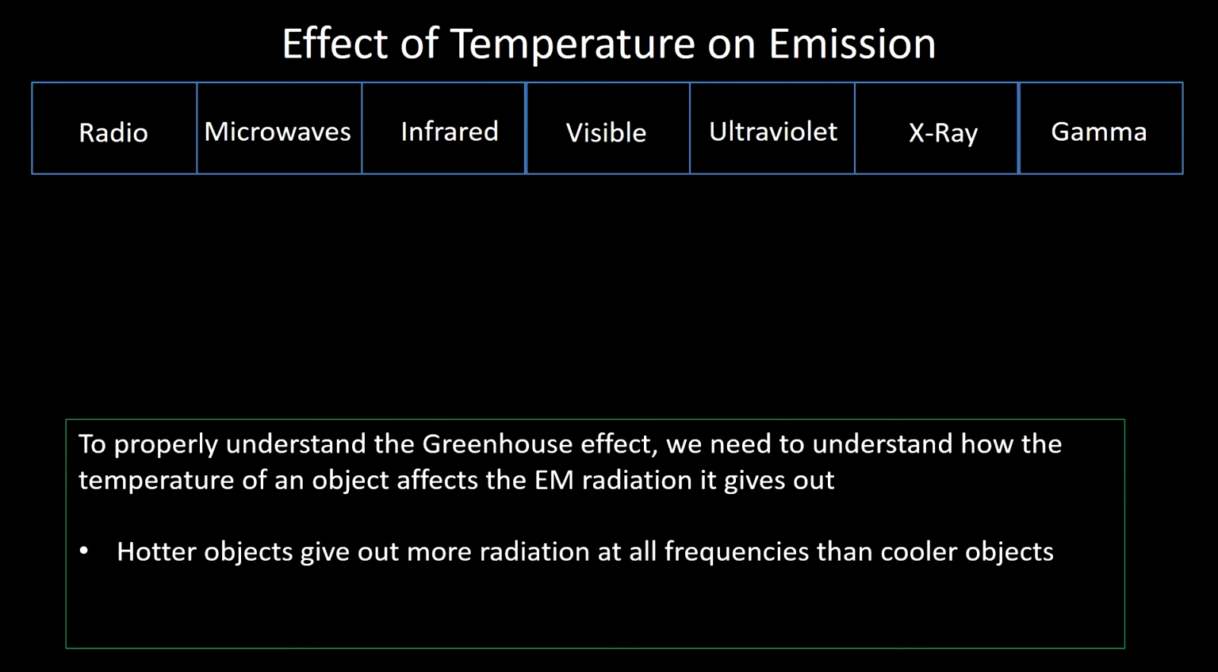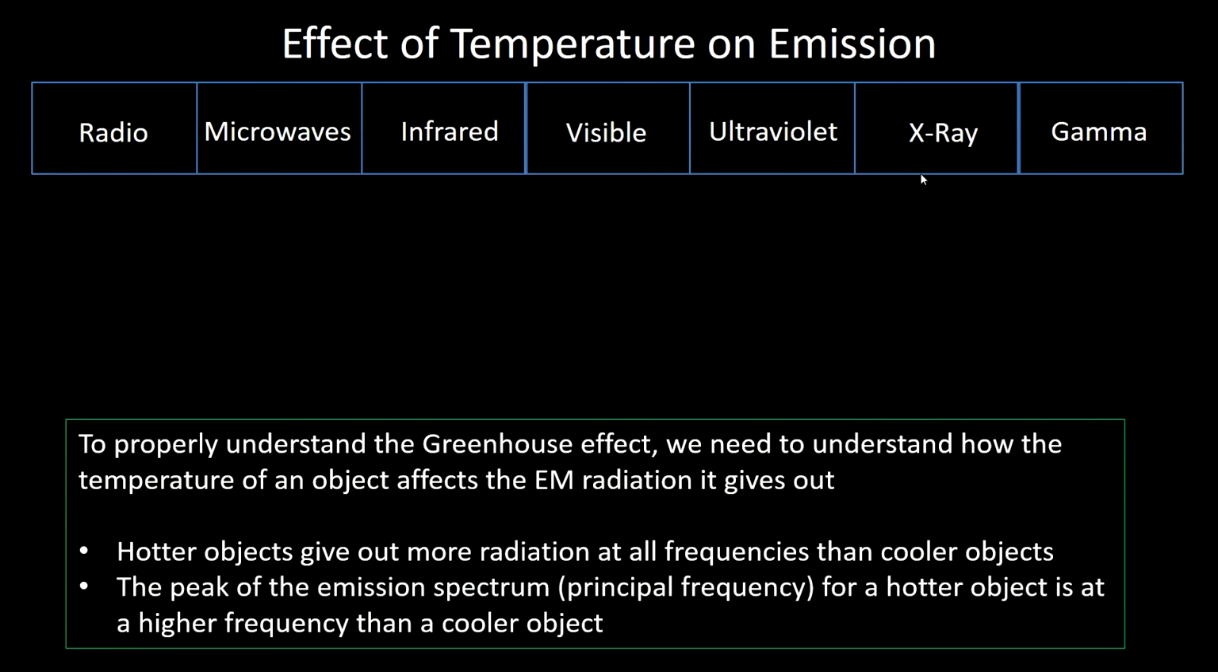The first is that if we had a hotter object, it gives out more radiation at all frequencies than cooler objects. So right across the electromagnetic spectrum, a hotter object will give out more radiation wherever we compare it than a cooler one. And the second thing is the peak of the emission spectrum. So that's the frequency at which it gives out the most radiation shifts to higher and higher frequencies as the object gets hotter. So why does that matter for us?